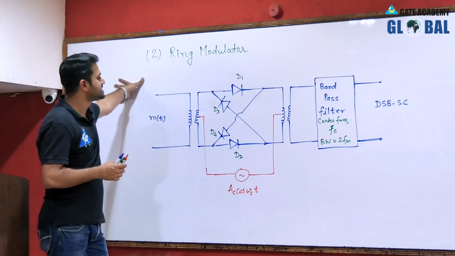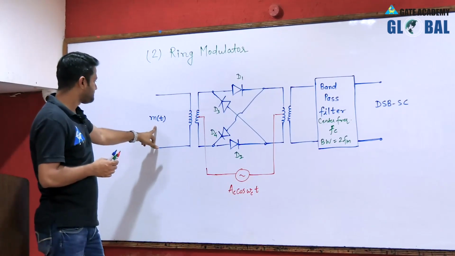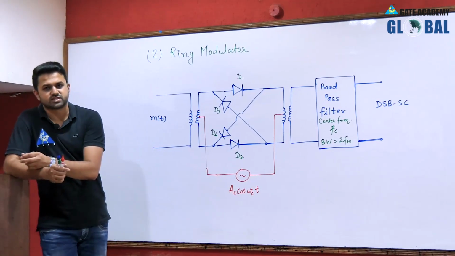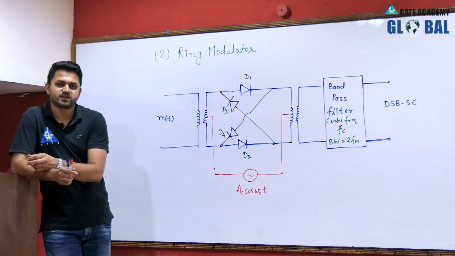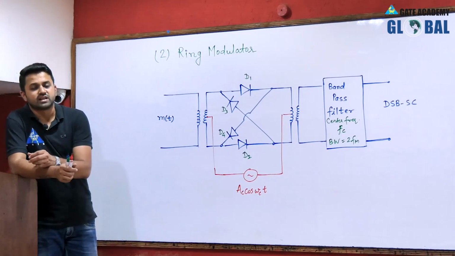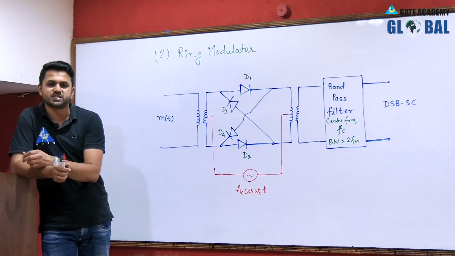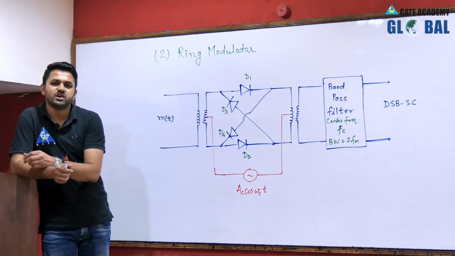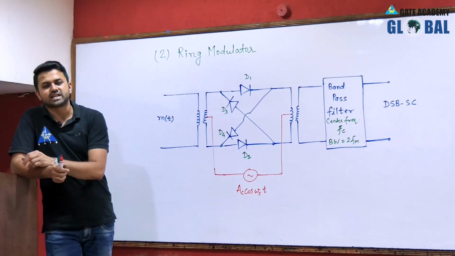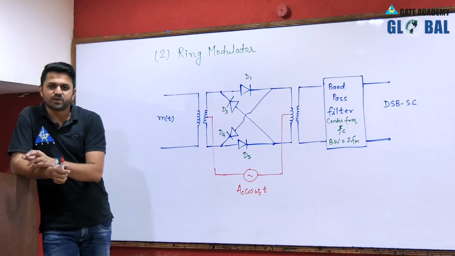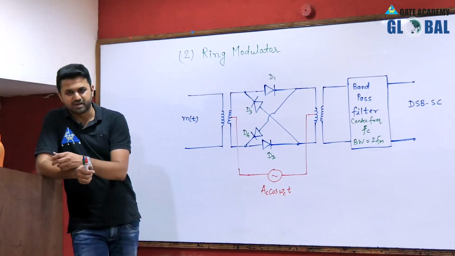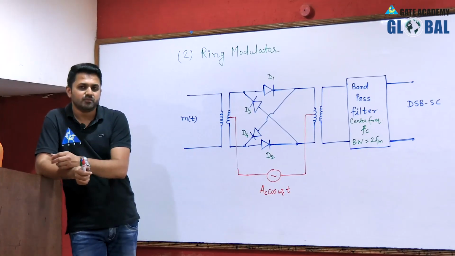So how does this circuit work? We always consider that the diode works according to the carrier signal, because the carrier signal always dominates compared to the message signal. So if we consider the amplitude of the carrier signal to be much greater than the message signal amplitude, then this complete circuit will work according to the carrier signal. Because the carrier signal is a sinusoidal signal, during the positive half cycle the diode will be forward biased, and during the negative half cycle the diode will be reverse biased, as in the case of the switching modulator. But here there are 4 diodes.